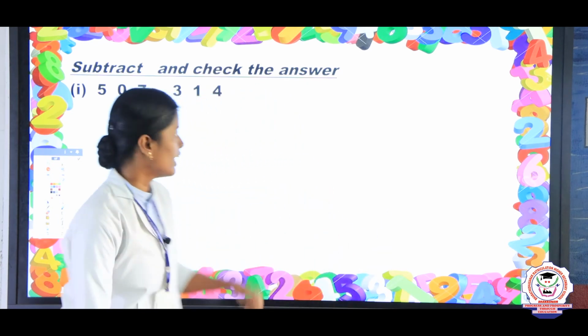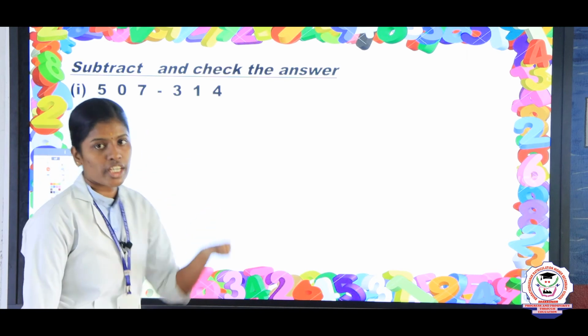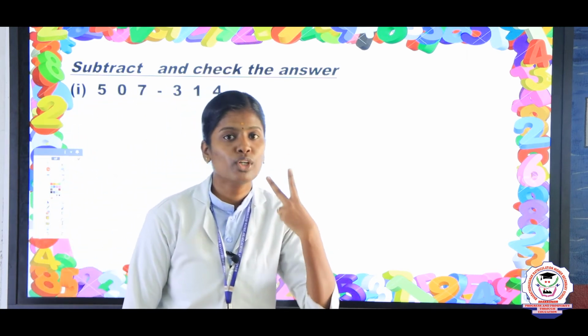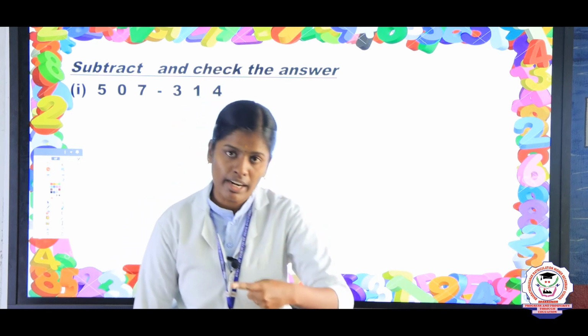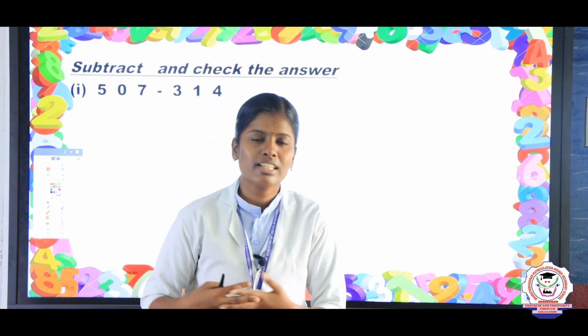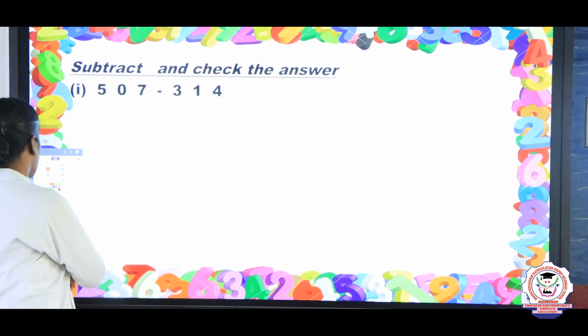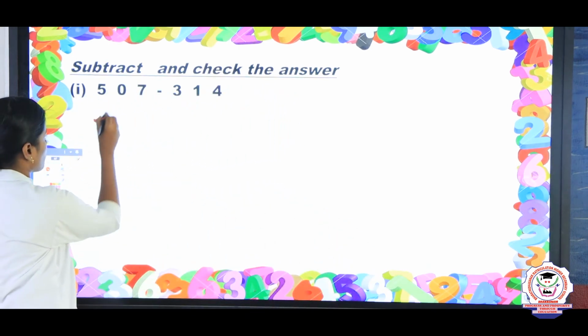So, listen here, I will do this. Subtract and check the answer. I told you how many steps? Totally we need to put 2 steps, right. So, step 1 and step 2. Here step 1 is subtraction and step 2 is addition. So, write here step 1.